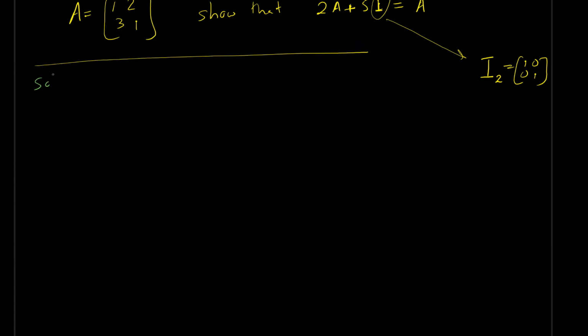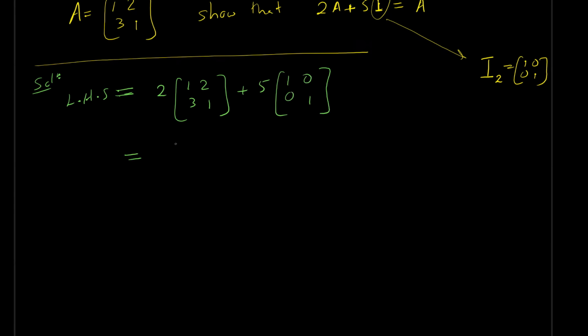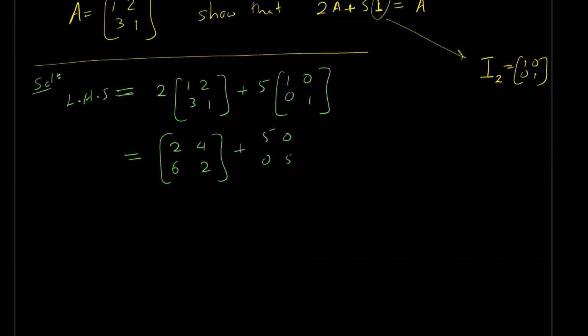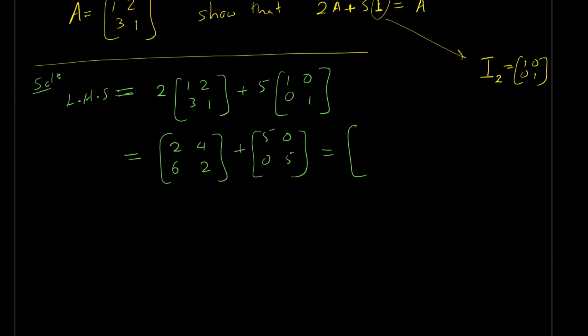Assuming you have done it, now left hand side, you take left hand side, that is 2A plus 5I, so 2 times this plus 5 times I is this, right? This is going to be, so 2 4 6 2, 5 0 0 5, and when you add, you just have to add those numbers, so you get 5 and 2, 7, 4 and 0 is 4, 6 and 7, right?